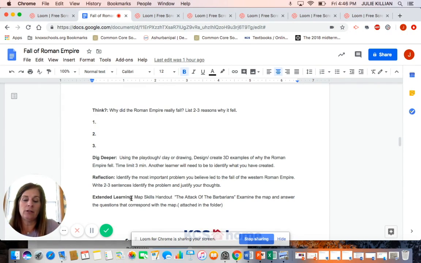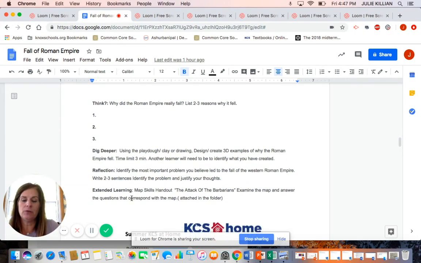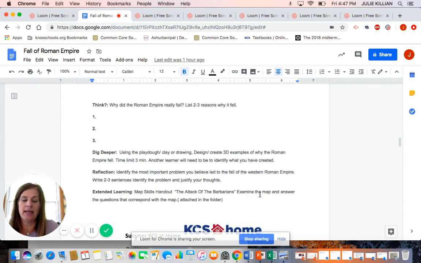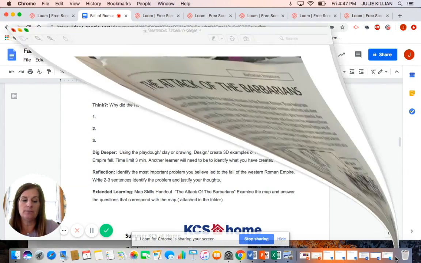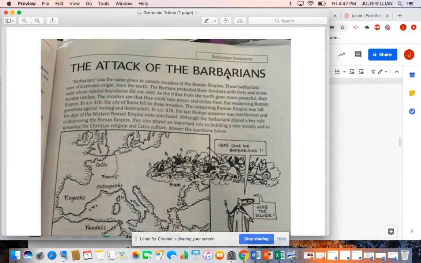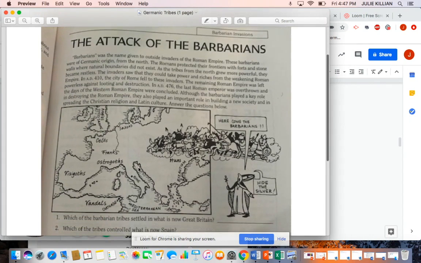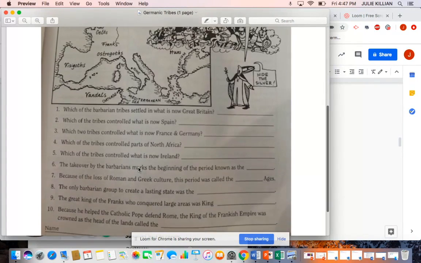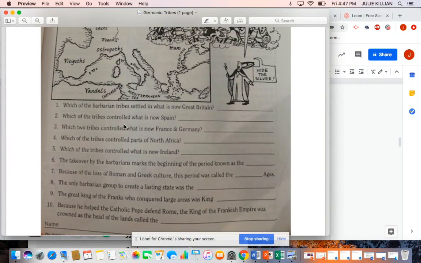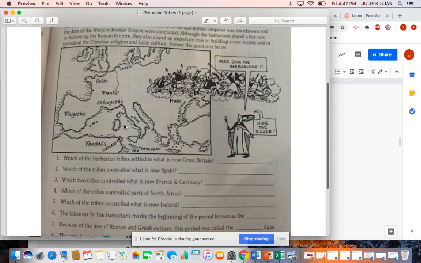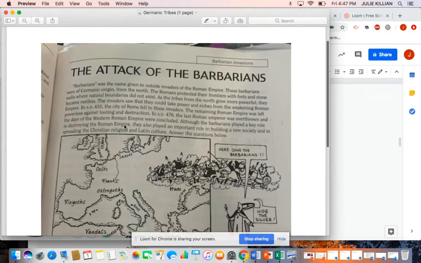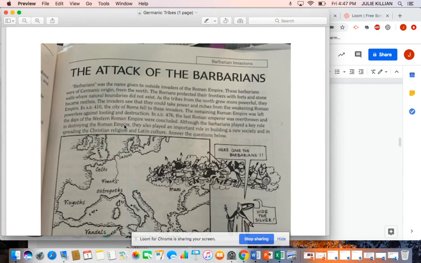I've given you some extended learning. Sometimes we call that enrichment. I've given you a map skills handout, and let me show you what that looks like. It's called The Attack of the Barbarians. Basically, you read information here, and then they have a map for you, and then the questions beneath the map. So you would answer the questions based on the map that you see. Again, this is just some extended learning, and it gives you a little bit more information about the barbarians and where they came from, and how map skills are super important to social studies.